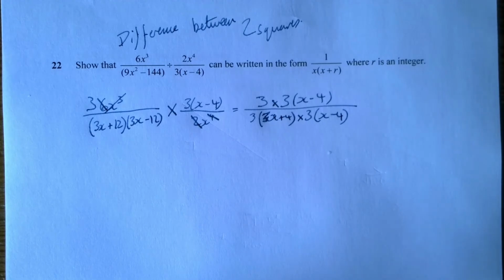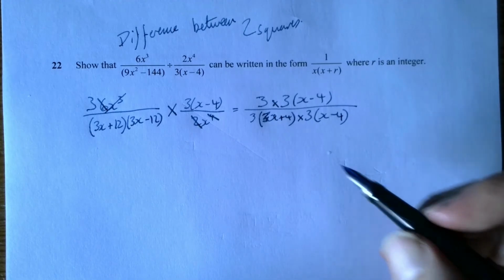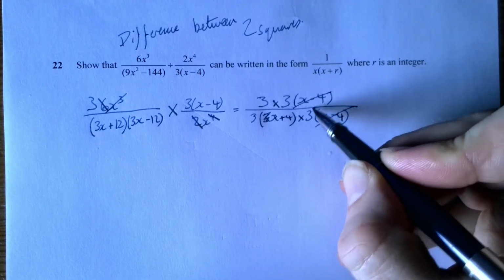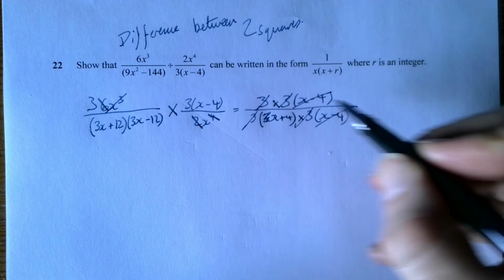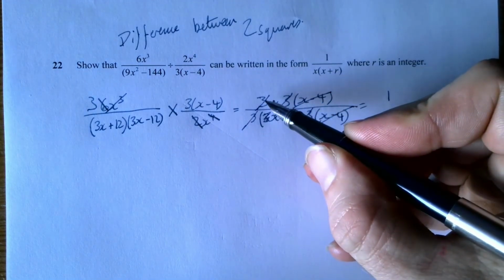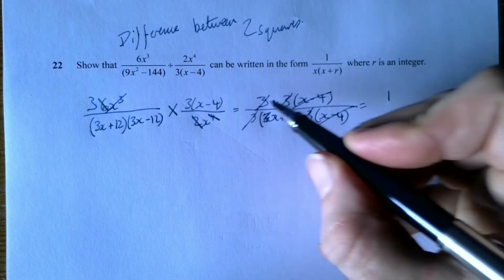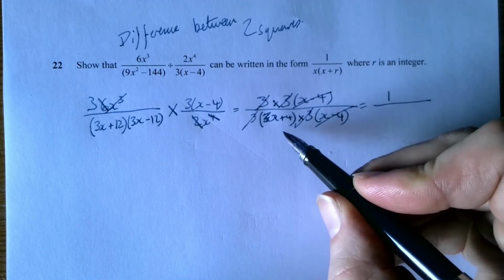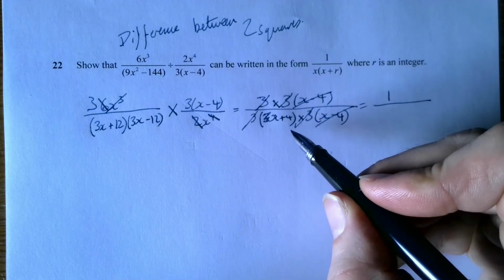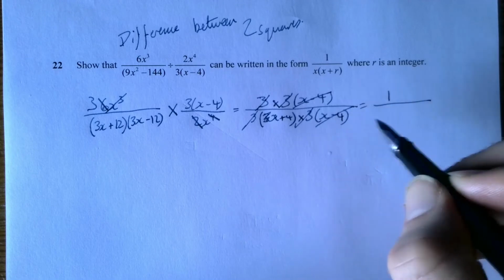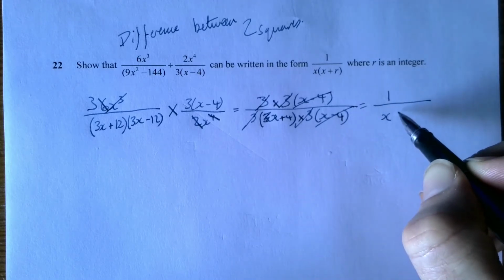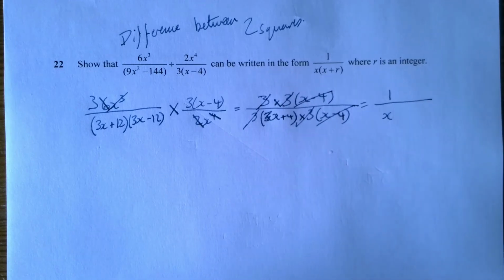Now what that means we can do is we can cancel the x minus 4 with the x minus 4, the 3 with the 3, the 3 with the 3, which means, of course, because we've divided both by 3, there is actually a hidden 1 times 1 times 1 on the top, which gives us 1. And on the bottom, we have got x and x plus 4. Does that work?